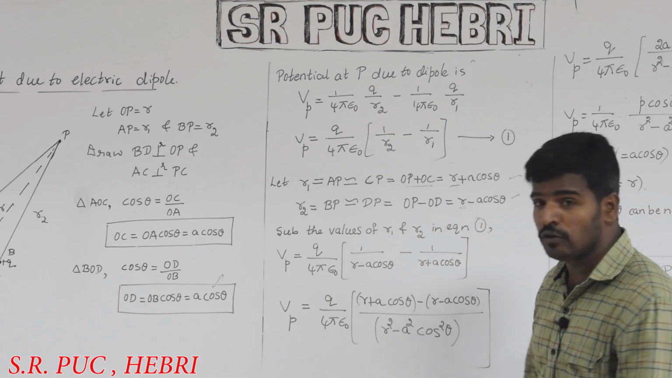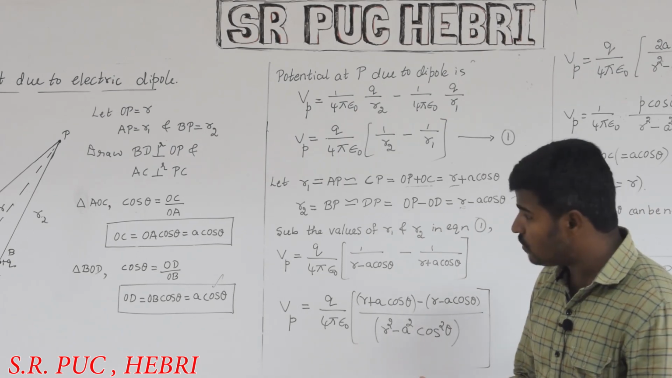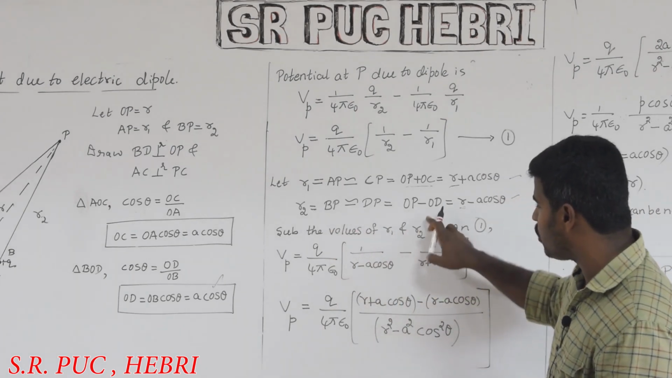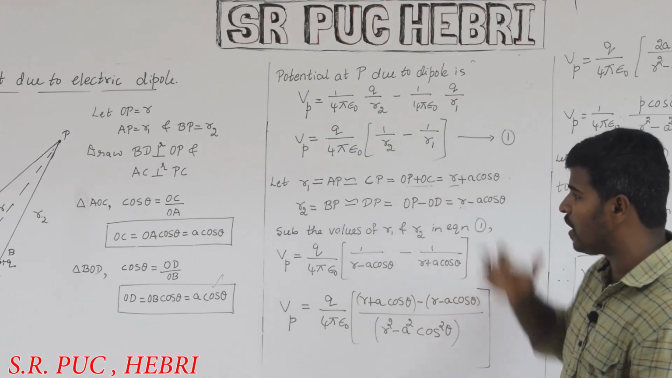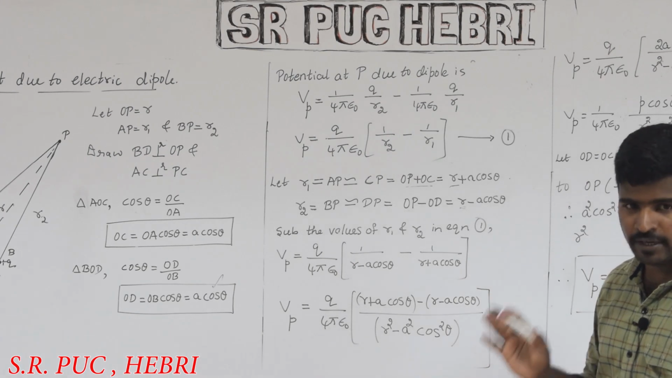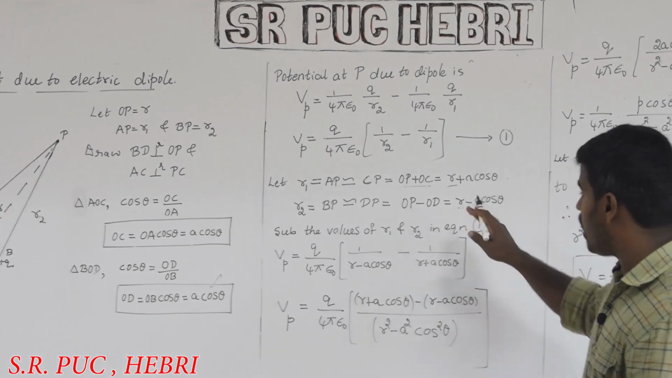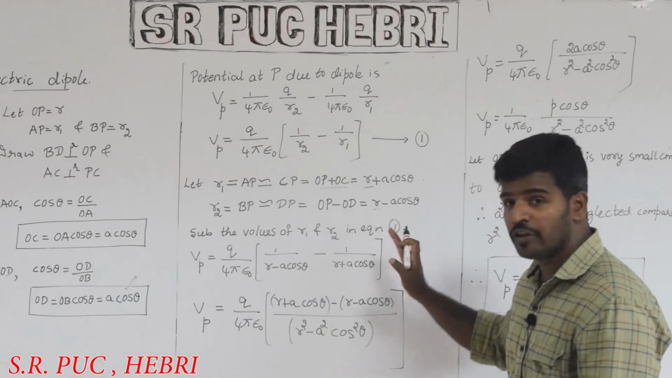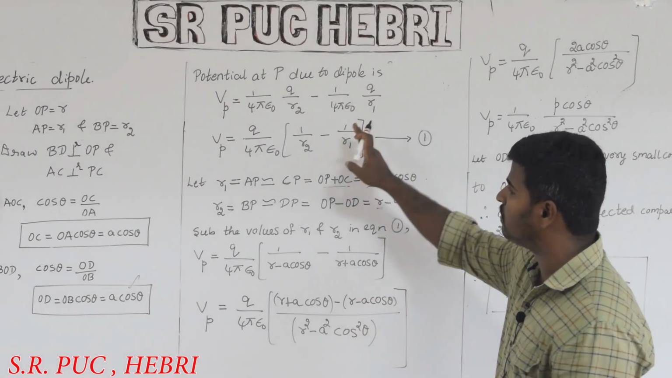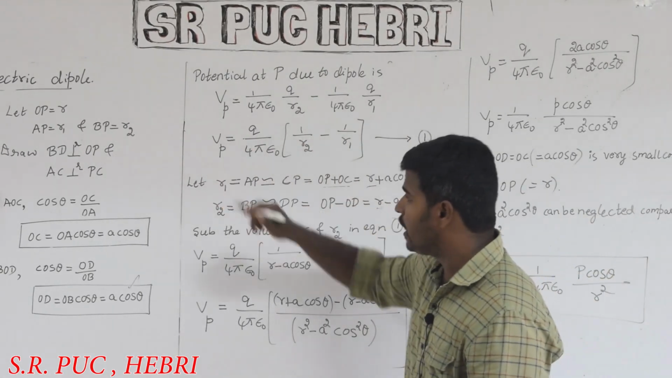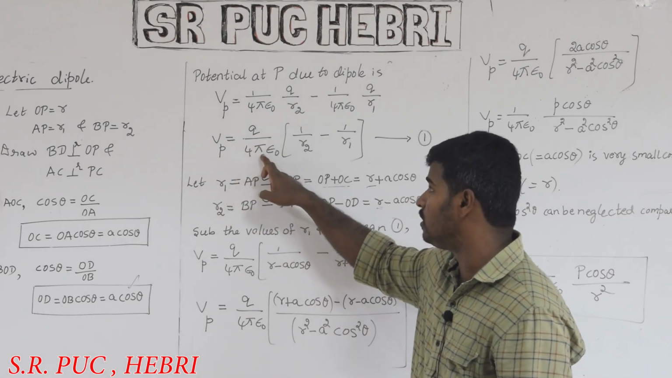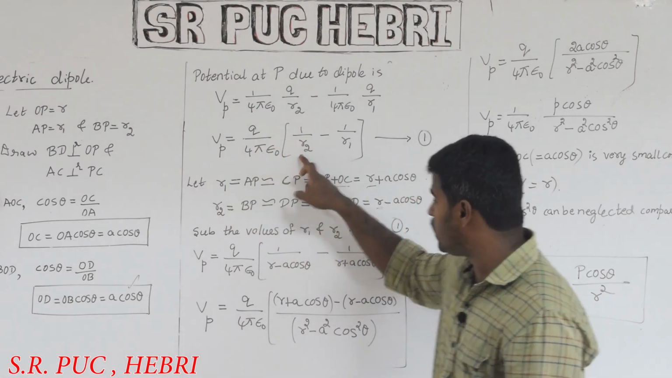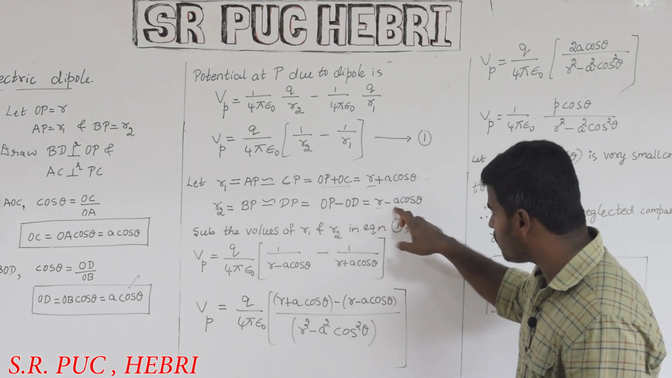Now we are getting the values of R1 and R2. Now substitute the values of R1 and R2 in equation number 1. What is the value of R1? R1 will be R plus A cos theta. What is the value of R2? R2 is R minus A cos theta. Now substituting these values in equation number 1. What is equation number 1? Equation number 1 will be Vp is equal to Q divided by 4 pi epsilon naught times 1 by R2, where the value of R2 is equal to R minus A cos theta.